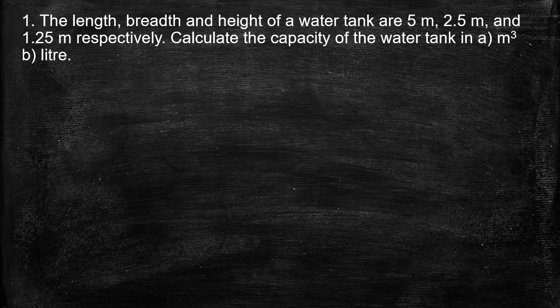First question is the length, breadth and height of a water tank are 5 meter, 2.5 meter and 1.25 meter respectively. Calculate the capacity of the water tank in meter cube and in liter. So here length, breadth and height of the water tank are given to us. We have to find out the capacity.